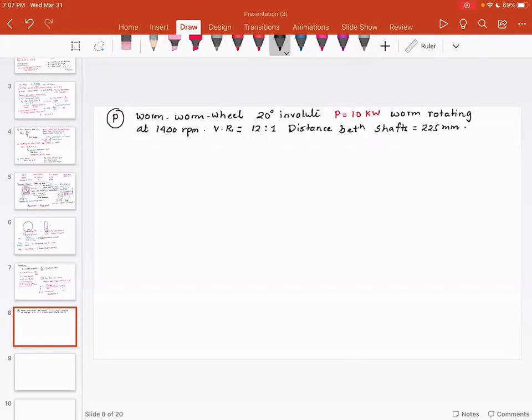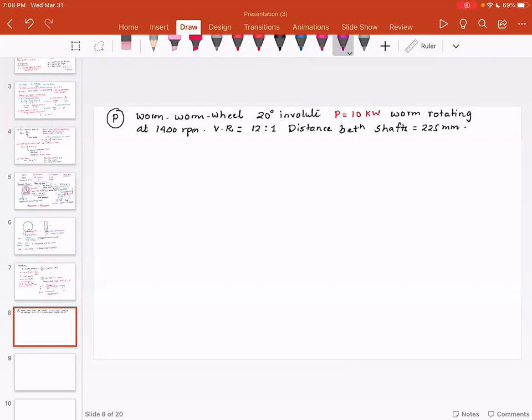So first and foremost, we will start with design of worm. And in worm and worm wheel design, there is a little bit of back and forth you have to do. So I will explain that when I solve this problem. Because unlike the spur gear, the pinion is a sort of a replica of the gear, only it's proportionally smaller. In the case of worm and worm wheel, the wheel is a different gear design and worm is a different gear design. Worm is like actually a screw, it's not a gear per se, and wheel is actually a gear.